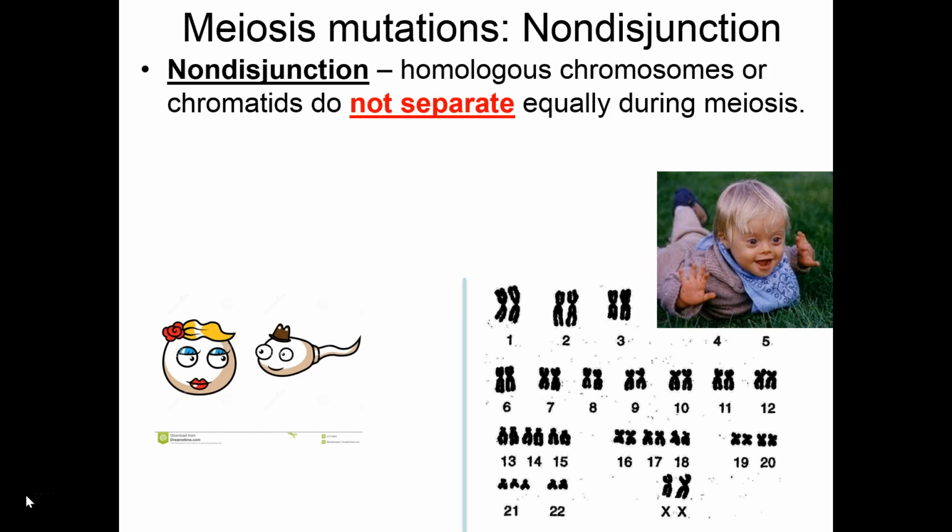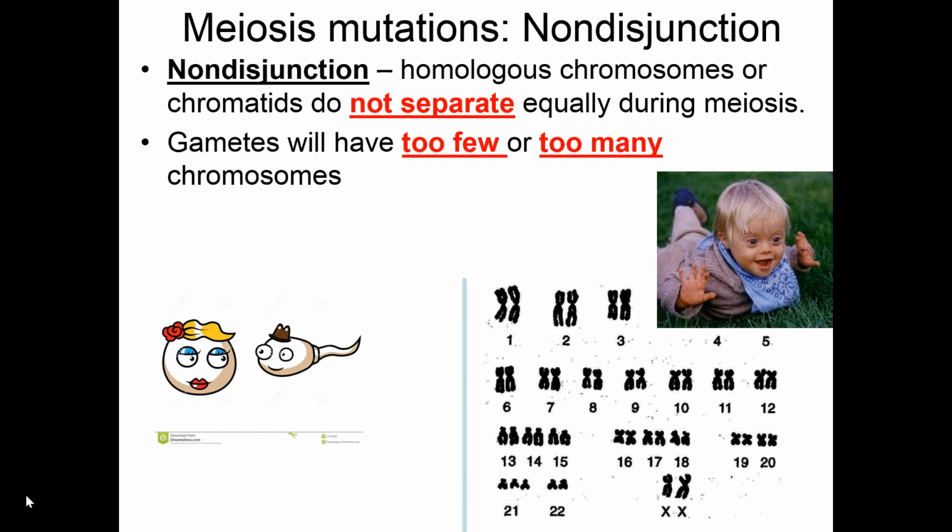Okay, so here's the definition, non-disjunction. Homologous chromosomes or chromatids do not separate equally during meiosis. So you see the splitting doesn't occur properly. Gametes will have too few or too many chromosomes because when that one splits and goes to one egg cell and takes it away from the other egg cell, that's going to present a problem for those egg cells.